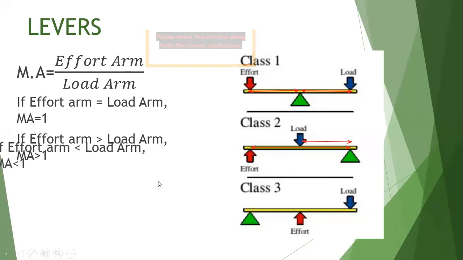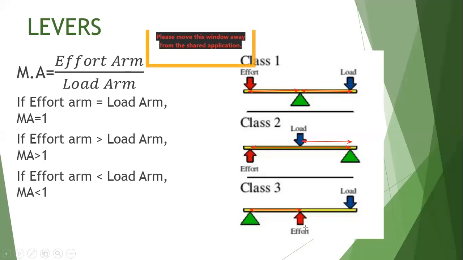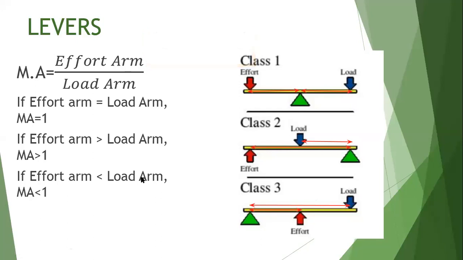And the third possibility we have is that my effort arm is less and my load arm is more. So which is your effort arm? This is your effort arm, from the fulcrum to the effort. And what is your load arm? From the load to the fulcrum. So this is the load and this is the fulcrum. So you find in this example that your effort arm is less and your load arm is more. So if you calculate MA with the formula of effort arm and load arm, your MA will come out to be less than 1.